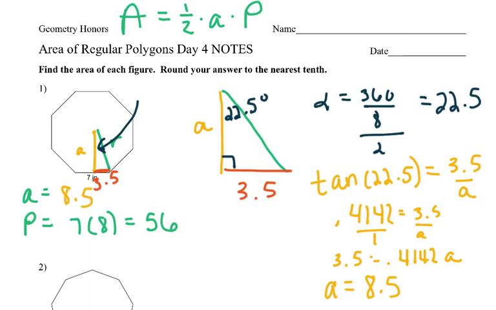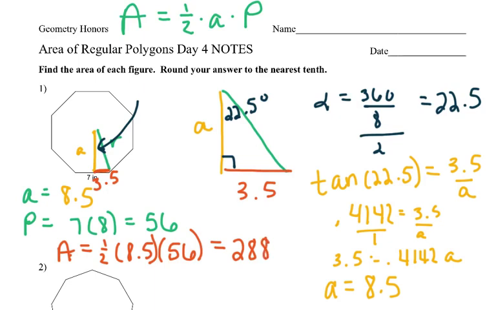And now we just need to solve for our area. So our area is equal to half of the apothem times the perimeter. We get, use our handy dandy calculator here, 238 square inches. Whoops, 238 square inches.